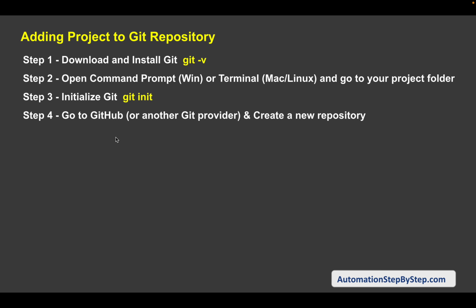Now we have to create a repository on some online Git provider or Git repository provider. So you can use GitHub, or any Git provider like Bitbucket, or you can also find AWS or Azure repositories. You can also use GitLab. Any Git provider you can use. I'm going to use GitHub here.